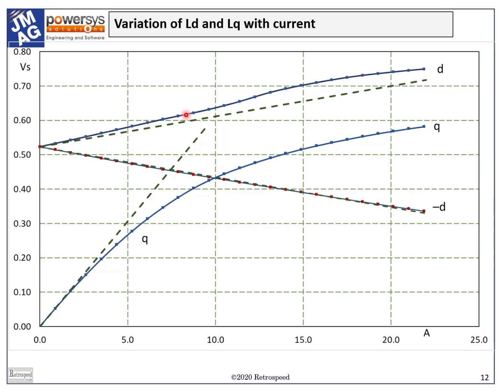In the Q-axis, the flux linkage current curve starts with a large slope, the unsaturated Q-axis synchronous inductance LQ. But as the Q-axis component of current increases, it flattens out rather quickly, showing that the Q-axis magnetic flux path saturates quickly, much more so than in the D-axis.